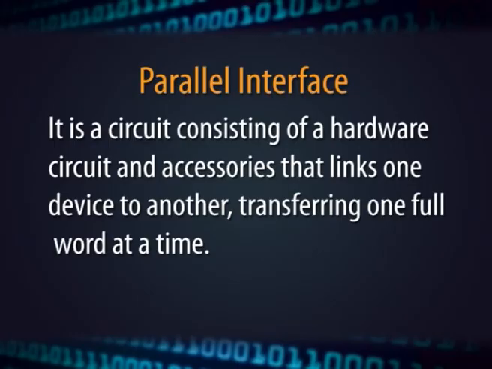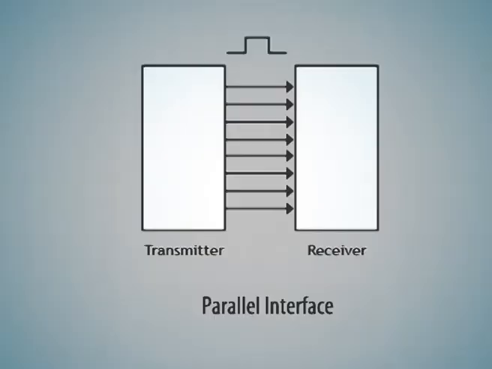By definition, a parallel interface is a circuit consisting of hardware components and accessories that links one device to another, transferring one full word at a time. If there are n bits in a word, such as n equal to 8, 16 or 32 bits, then that many wires are connected between two devices, such that all bits of the word are transferred at the same time.